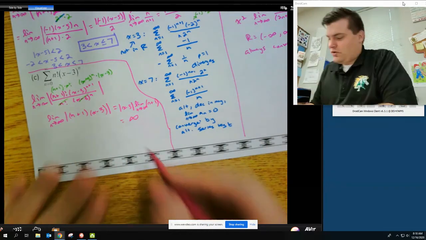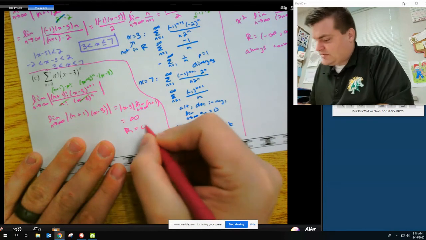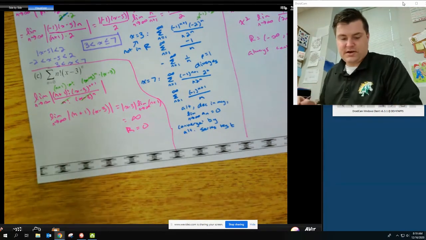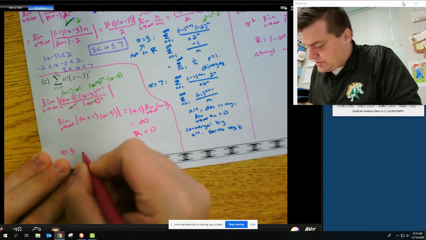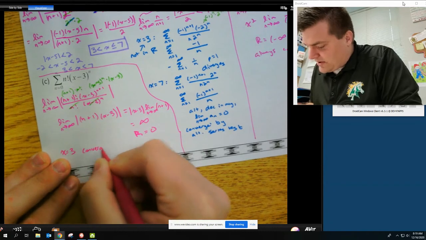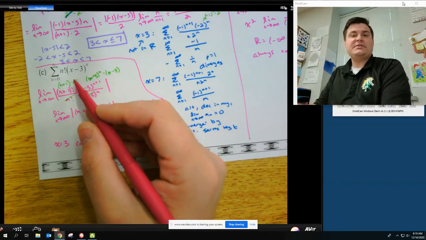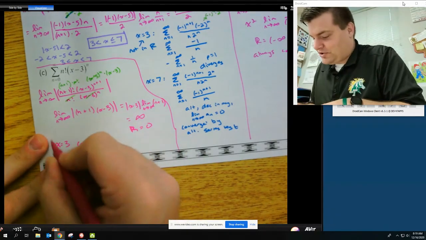So this has no interval of convergence. The radius of convergence is 0. We don't have anything that's going to converge outside of just the 3. So only x equals 3 will converge. Wait, where did that one come from? If I plug in a 3, I get 0, and obviously a 0 series converges. So x equals 3 will converge.